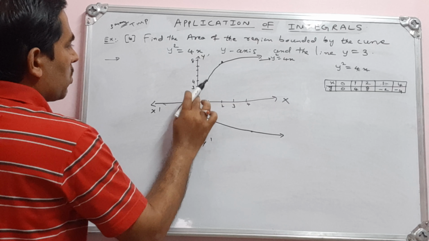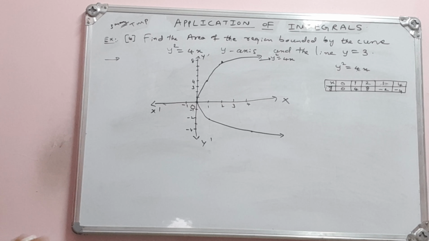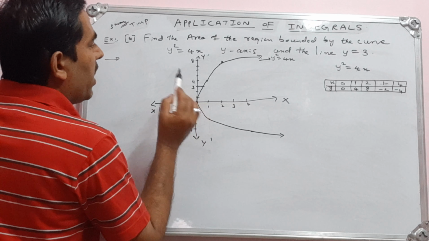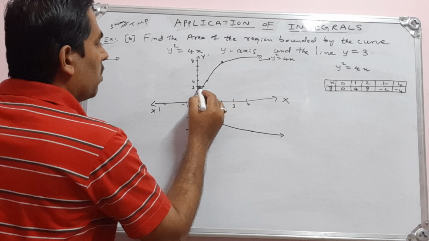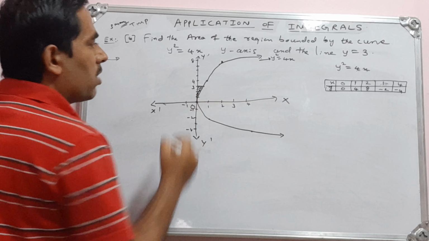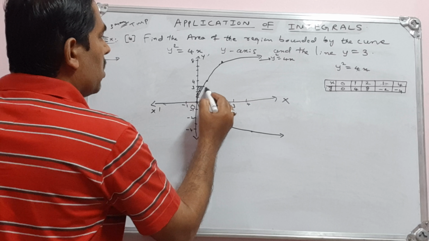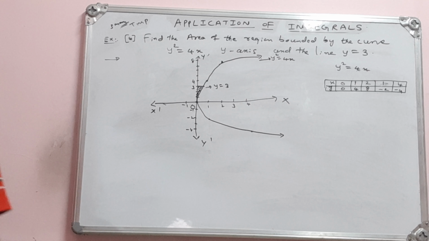Observe this, y is equal to 3 is a line which is parallel to the x-axis. I will draw this. So this y is equal to 3 is a line parallel to the x-axis, and this required area is this area that we have to find out.